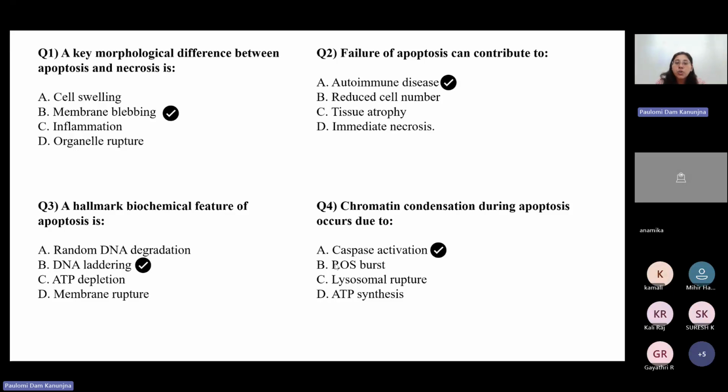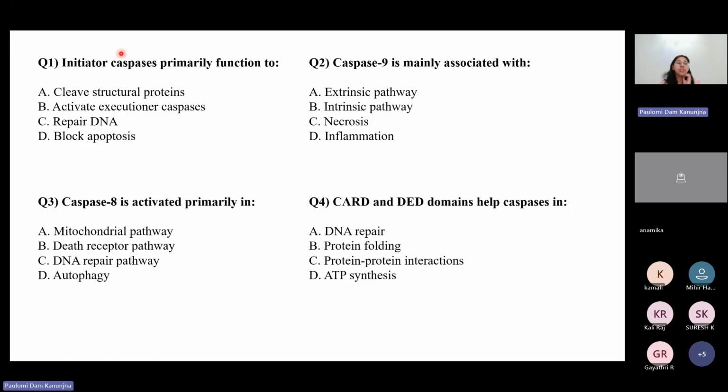Okay, and the last one says chromatin condensation during apoptosis occurs due to caspase activation that we have just discussed. As soon as your caspases become activated because of your respective pathways, they start cleaving nuclear proteins, and that leads to chromatin condensation. Right? Next one. So, initiator caspases primarily function to do what? When initiator caspases come, what do they do? Caspase 9 is which pathway? This is what I said. These are the kind of questions that will come. Caspase 8, and then CARD and DED, which we will discuss. Where do these domains help in caspases? What are these used for?